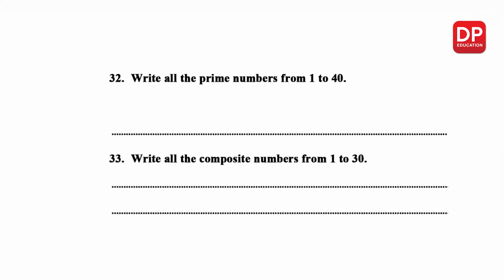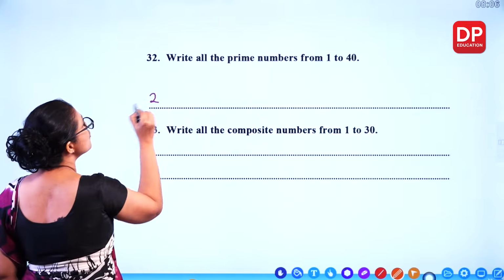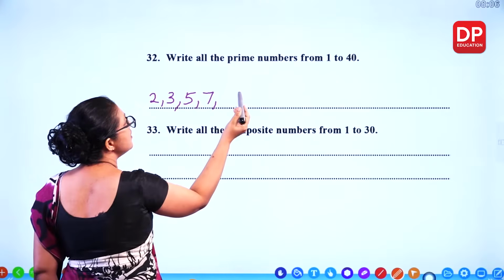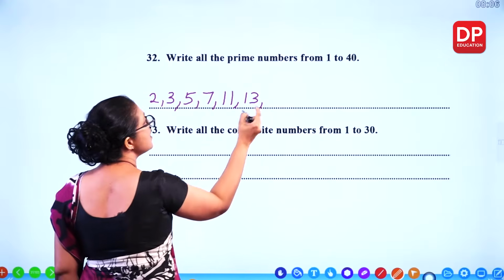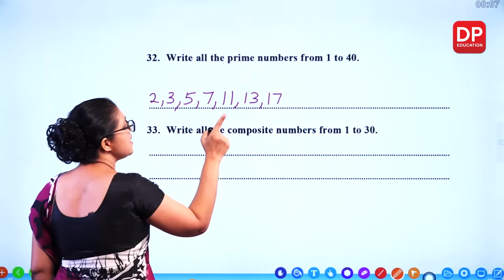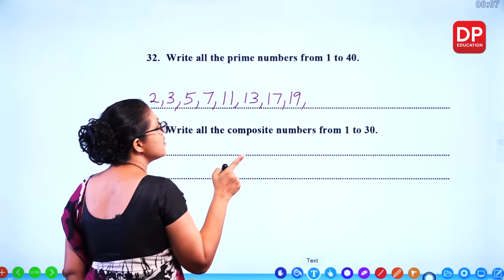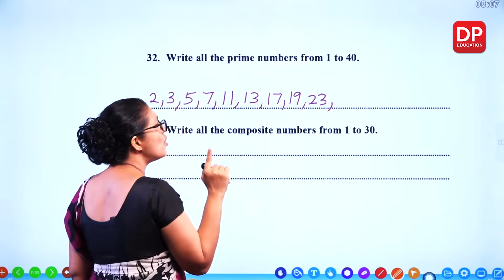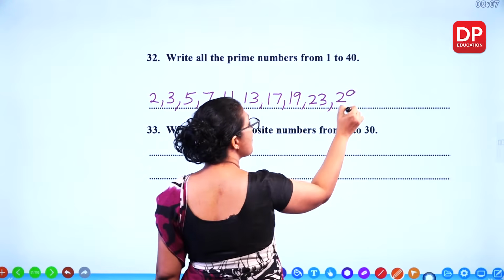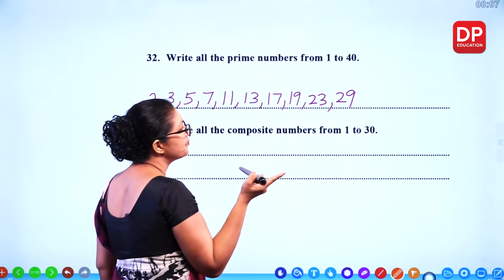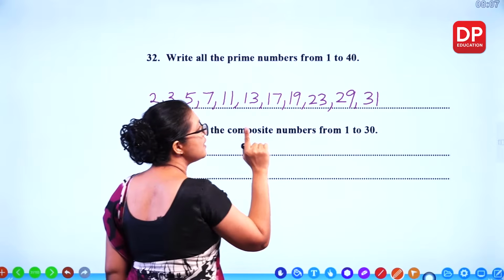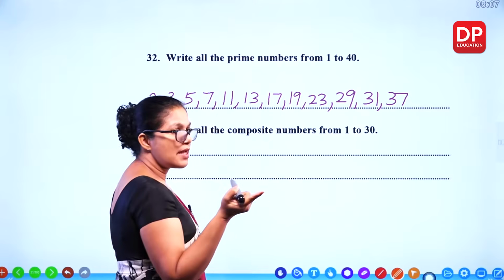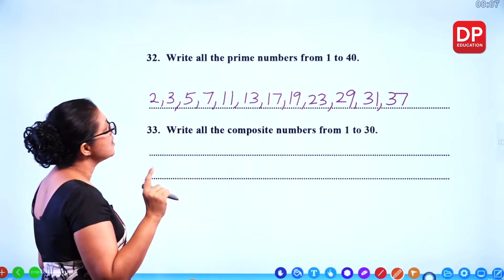Write all the prime numbers from 1 to 40. Starting from 2, 3, 5, 7, 9, 10, 11, 12, 13, 14, 15, 16, 17 is prime, 18, 19, 20, 21, 22, 23, 24, 25, 26, 27, 28, 29 a prime number. 30, 31 is a prime number. 32, 33, 34, 35, 36, 37 is a prime number. 38 and 39 is not, and 40. So these are the prime numbers from 1 to 40.